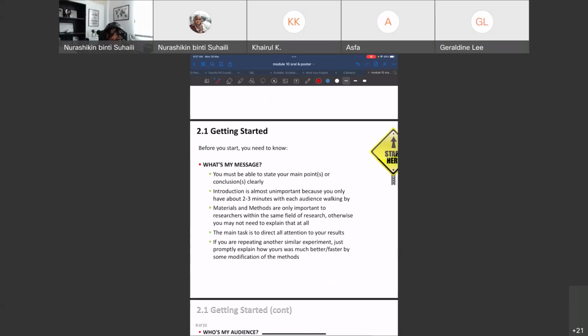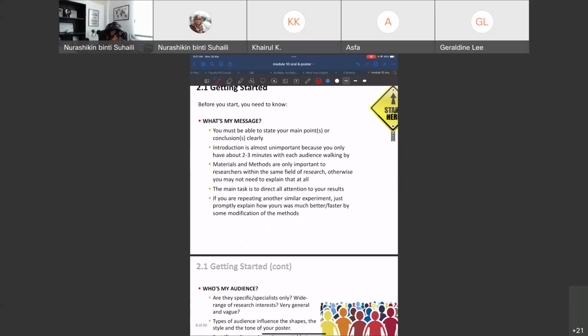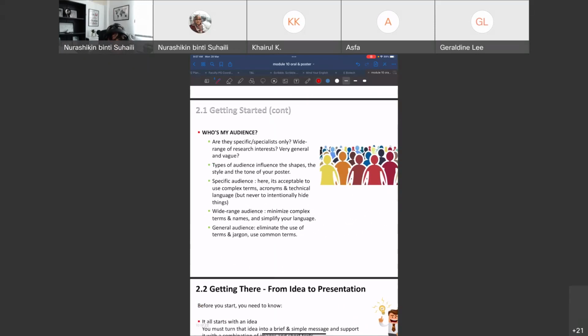So, getting started. Before you start, you need to know what your message is. I think I've mentioned it, your main points. I'll go into the key points later. Materials and methods are only important to researchers in the same field, so just keep some of the general points. Who are my audience? Okay, this one is important.